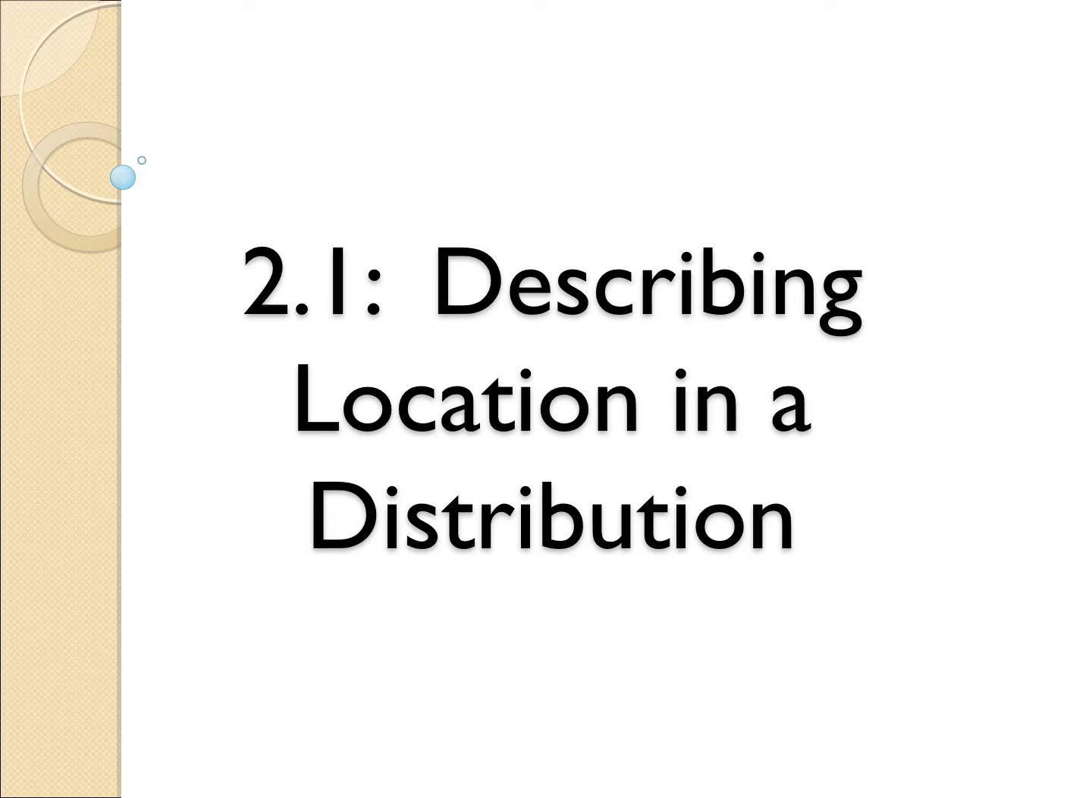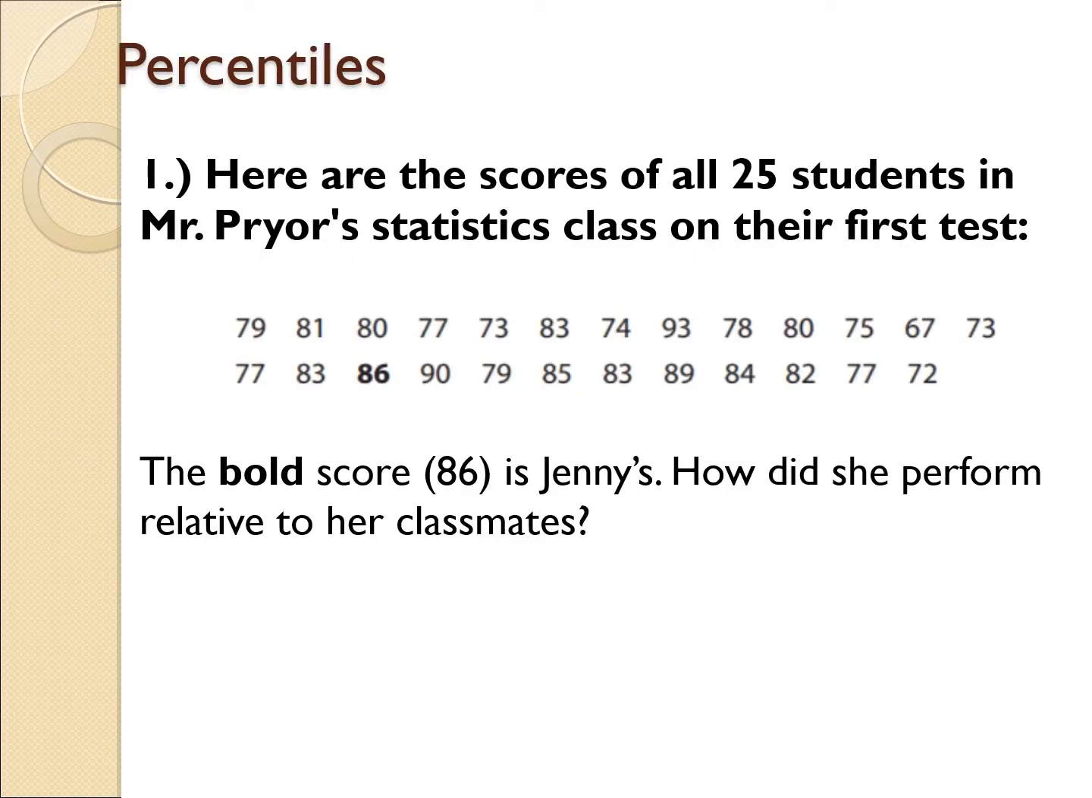Section 2.1 is going to cover two different ways of describing a location in a distribution. The first is with percentiles, which we saw a bit earlier in Chapter 1 when we were talking about box plots and quartiles. In this example, we have the scores of all 25 students in Mr. Pryor's statistics class. The bold score is Jenny's. How did she perform relative to her classmates?